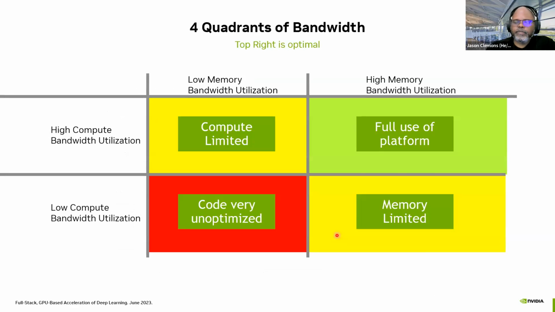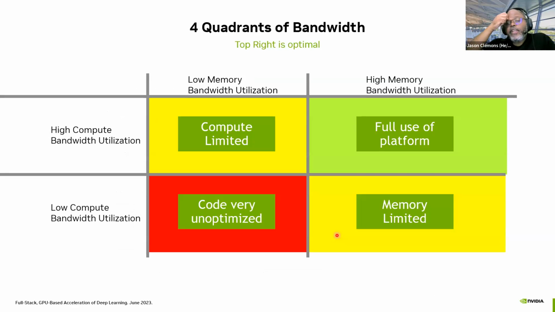Just a note, these are the four quadrants you end up with for compute bandwidth and memory bandwidth. If you're in the upper right, you have high memory bandwidth utilization and high compute bandwidth utilization. Congratulations, you are utilizing your platform to its fullest. You have written some code that is awesome, and be proud. Go get yourself a coffee and tell your boss how great you are.